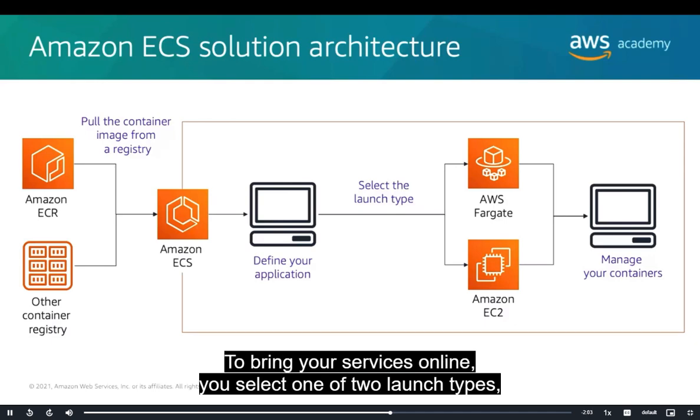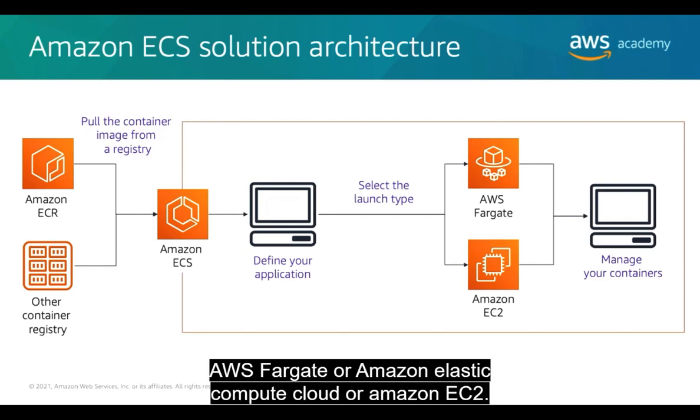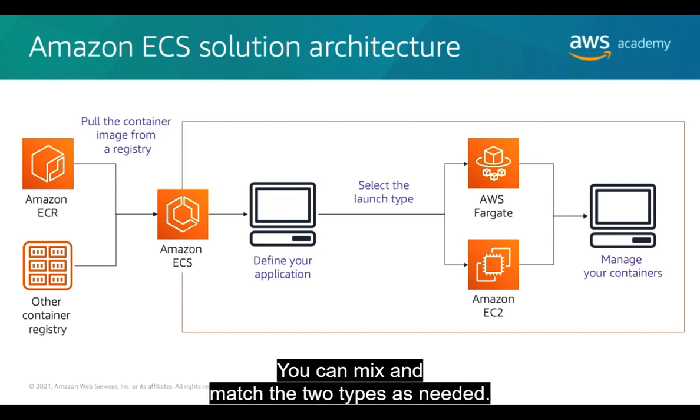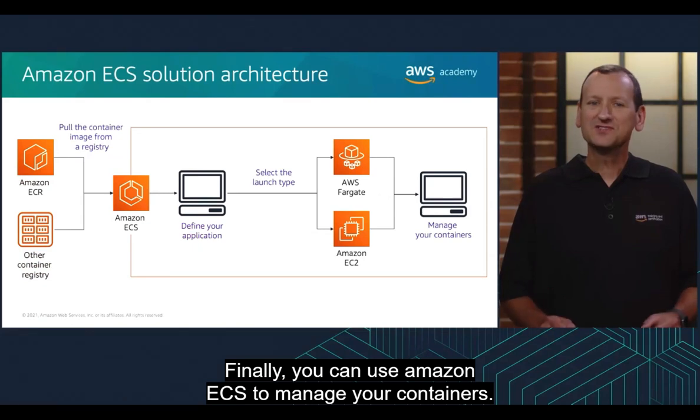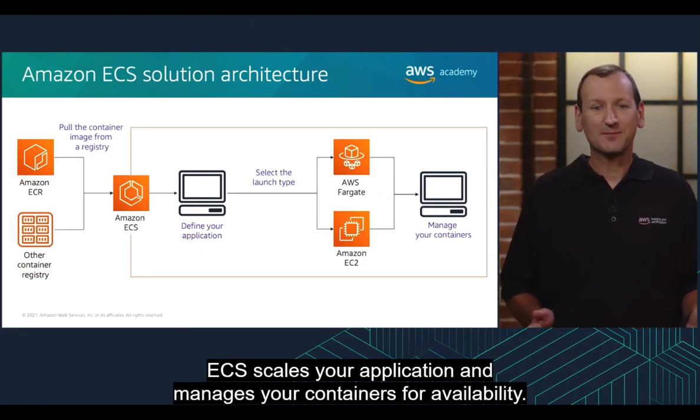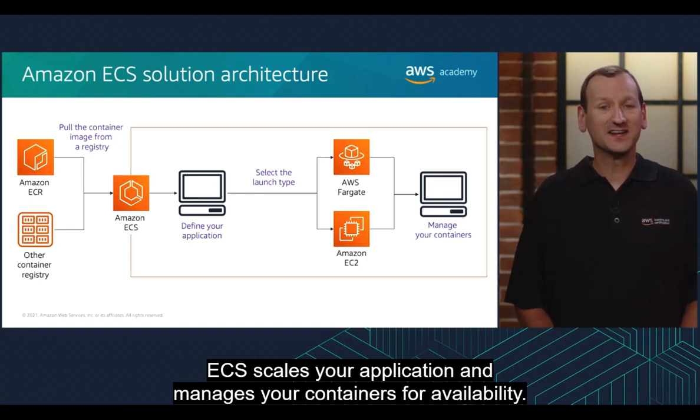To bring your services online, you select one of 2 launch types, AWS Fargate or Amazon Elastic Compute Cloud, or Amazon EC2. You can mix and match the 2 types as needed. Finally, you can use Amazon ECS to manage your containers. ECS scales your application and manages your containers for availability.